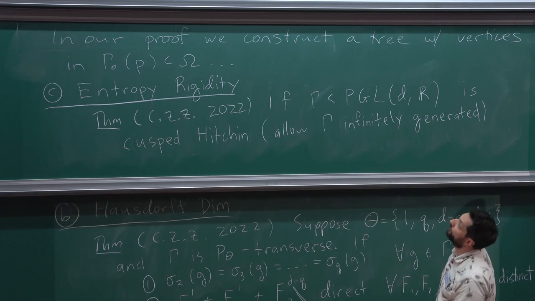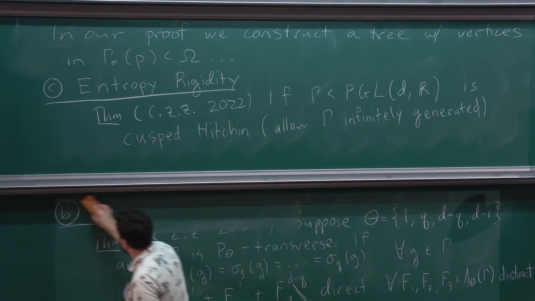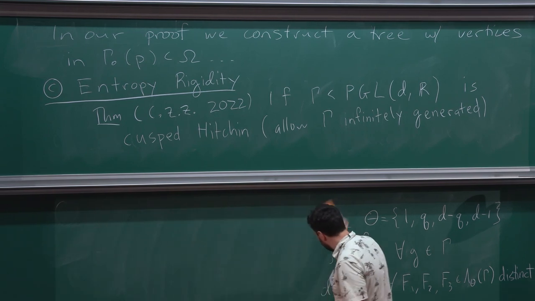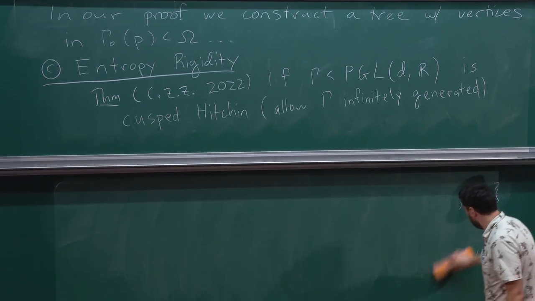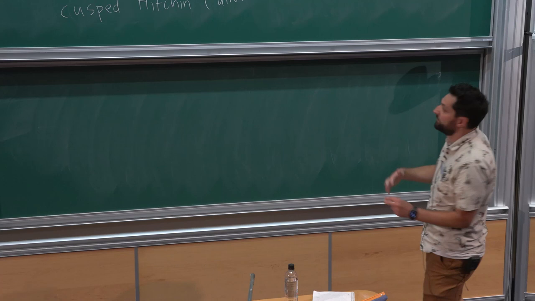I'm just going to use this board. I don't know if this is the, yeah, it is the last board. Okay. So that's the setting. And so these groups are transverse relative to theta equaling everything.